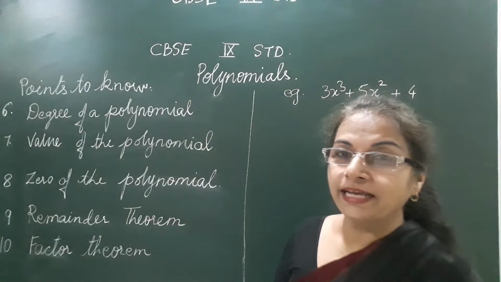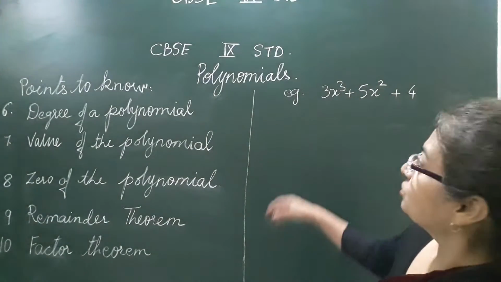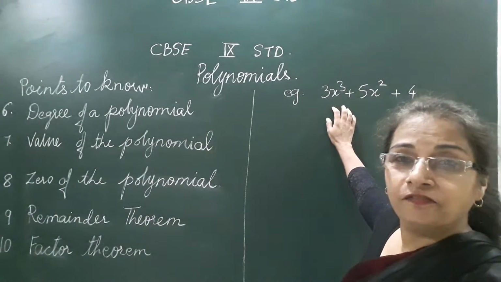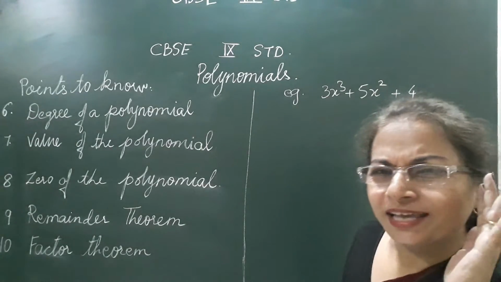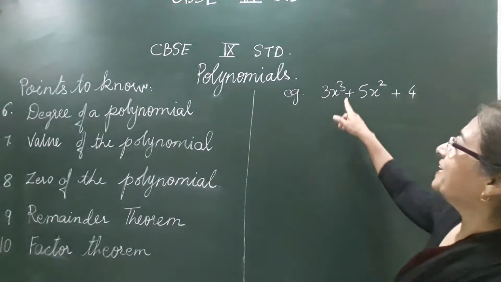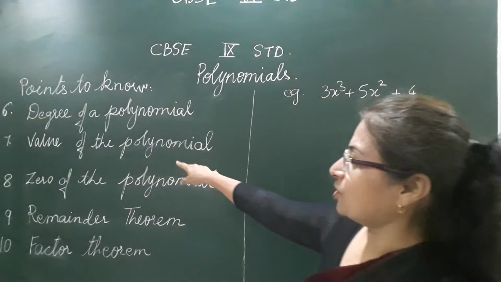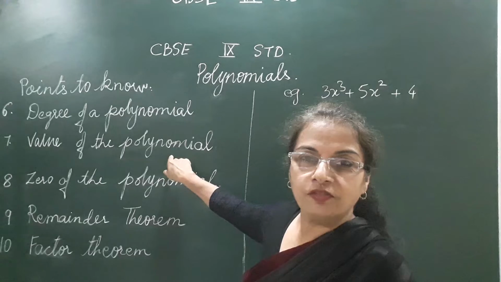So we saw the degree of the polynomial. Now suppose I give a revision. Vinita, tell me what will be the degree of this polynomial? Say it loudly. Yes, you're right, it is 3. Now we'll come to the next topic called the value of the polynomial.